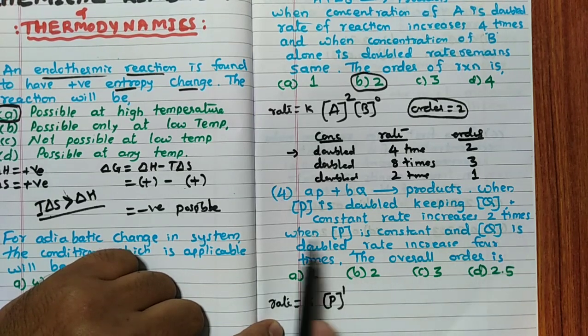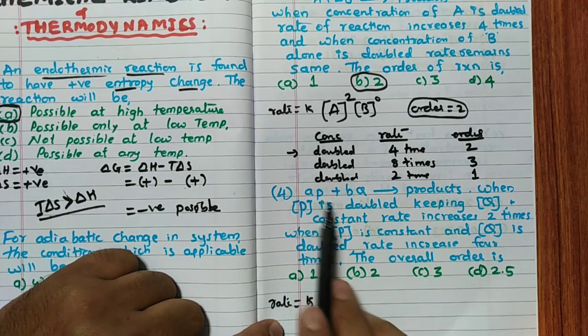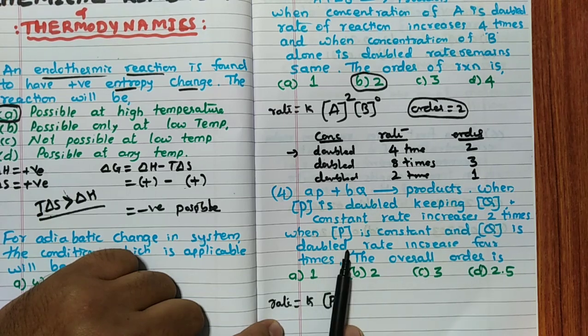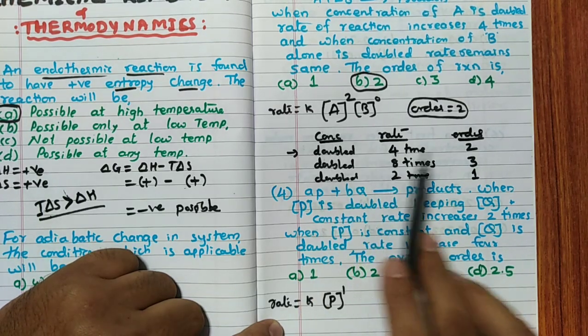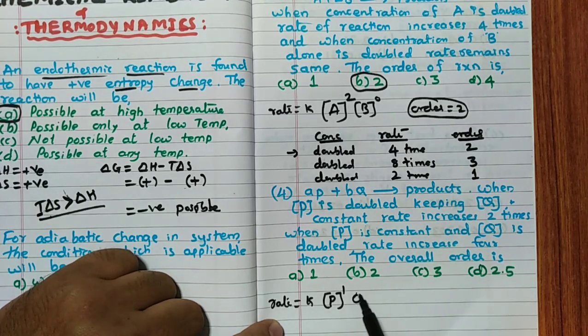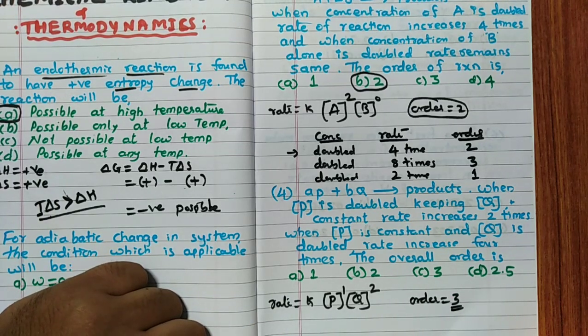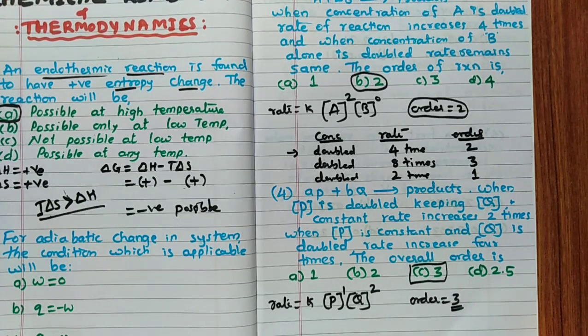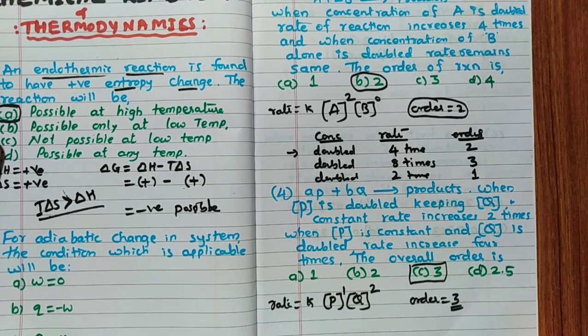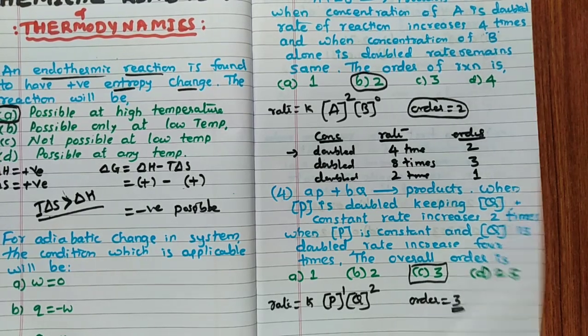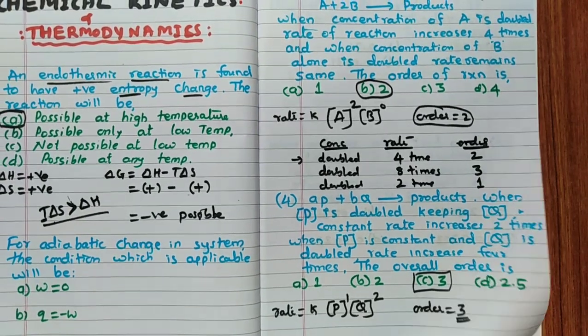Now you can see, when P is kept constant and Q is doubled, rate increases 4 times. Order with respect to Q should be 2. So total order is how much? Very good, 3. So the answer for this question is C. Very simple. Such type of question is very important in COMEDK exams, remember. And CET is already over. This was important there also.